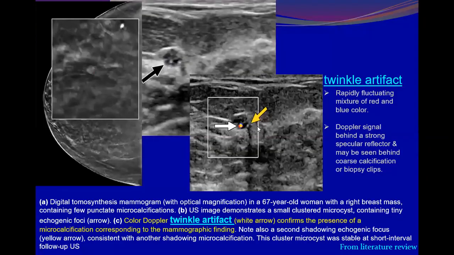And in this case of calcification seen here on mammography, and this is grayscale ultrasound, Doppler ultrasound demonstrates what is called twinkling artifact. This artifact is a mixture of red and blue color. It usually occurs behind strong specular reflectors like calcifications and biopsy clips.